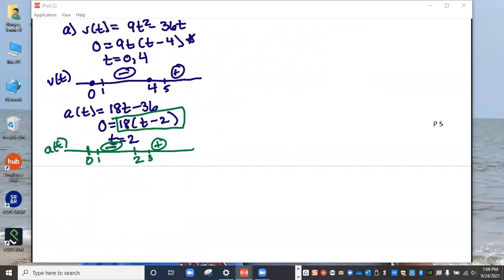So now you want to put both number lines together. Remember, from 0 to 2, my acceleration is negative. So velocity is negative from 0 to 2. Acceleration is negative from 0 to 2. So where is this going to be speeding up? It's going to be speeding up from where? 0 to 2.